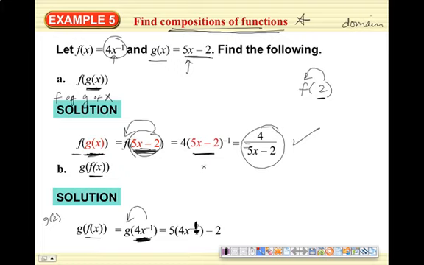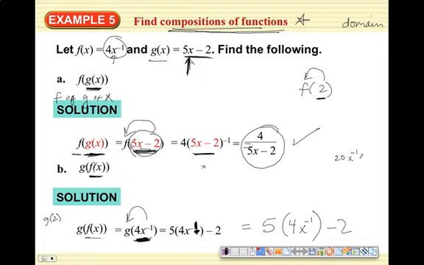5 times 4x to the negative 1 minus 2. See, all they did was take that x and replace it with what they told you to replace it with right here. There you go. 5 times 4x to the negative 1. Let's rewrite that: 5 times 4x to the negative 1 minus 2. We can multiply 5 and 4 together and get 20.